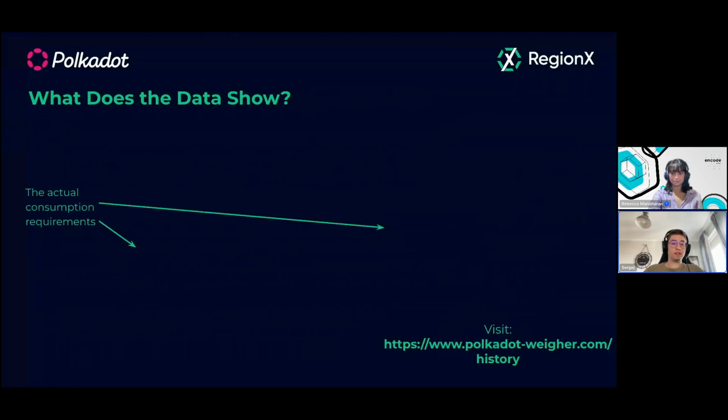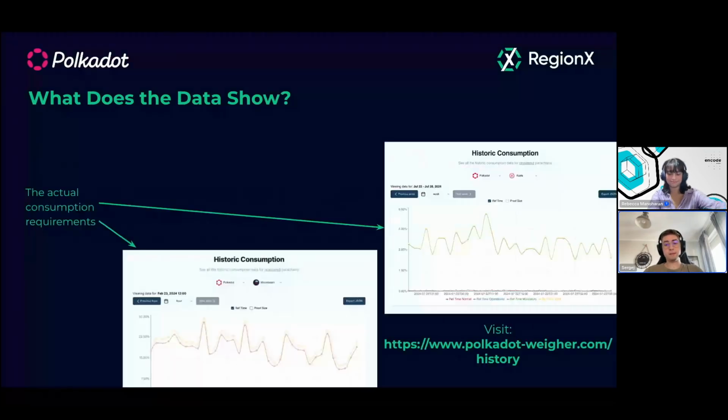So what does the data show? Essentially, most parachains really do not need the resources that an entire core provides. We have created this Polkadot Weigher tool. There is a link which you can go to and check the consumption of some of the parachains, but I provided 2 examples here. For example, Moonbeam, which is one of the most popular parachains on Polkadot, has a lot of transactions and users, but even in its current form, it does not consume an entire core. It consumes maybe up to 30% of the core time.